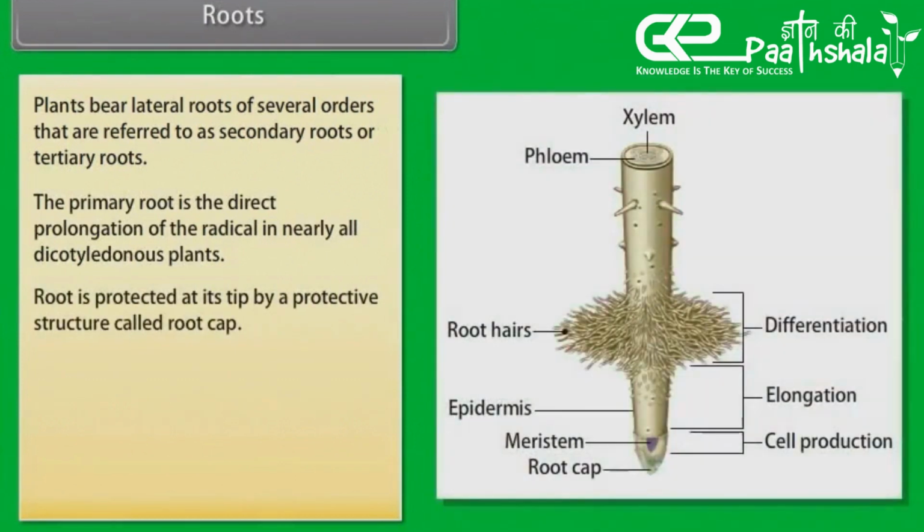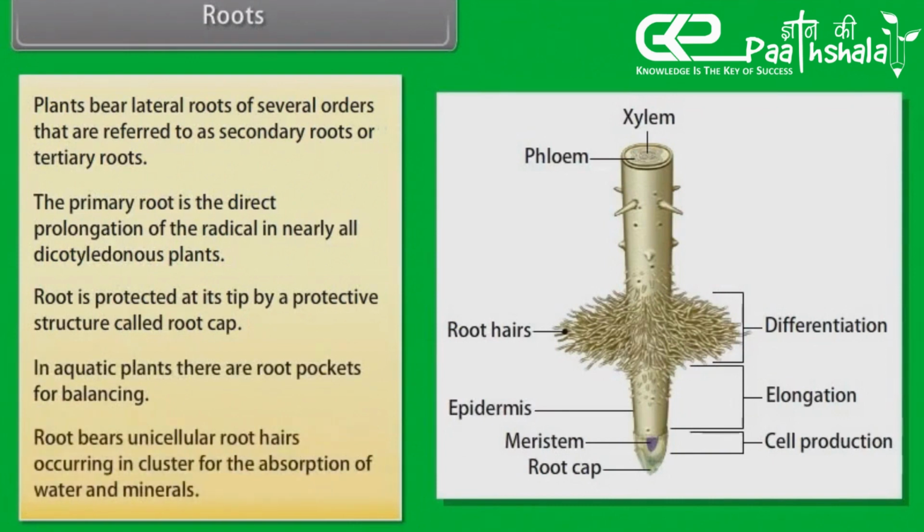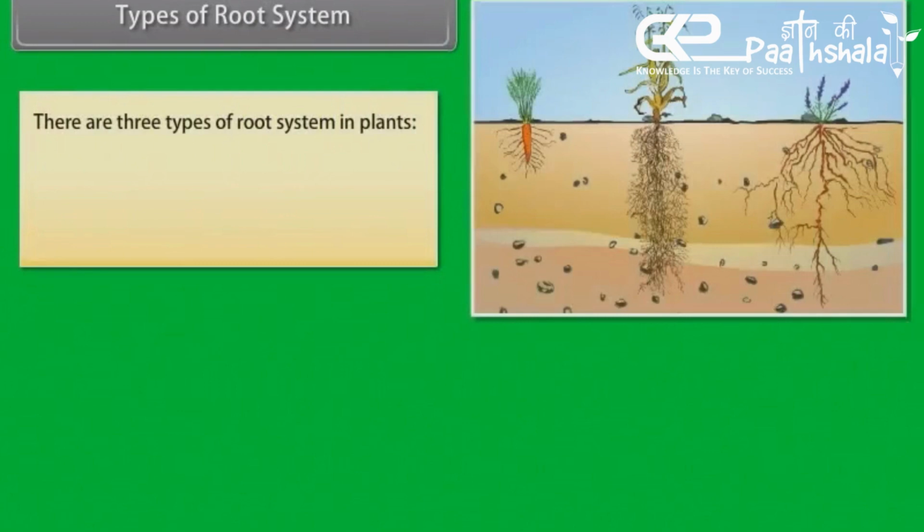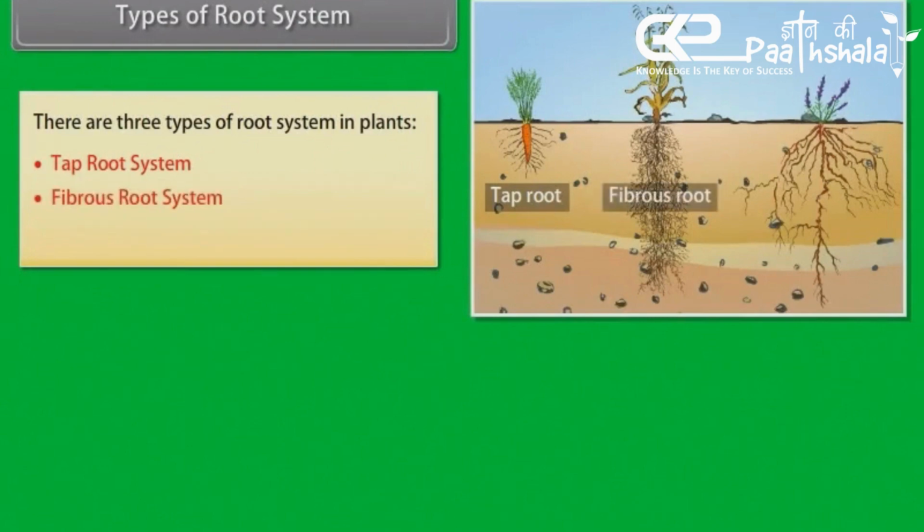Root is protected at its tip by a protective structure called root cap. In aquatic plants, there are root pockets for balancing. Root bears unicellular root hairs occurring in clusters for the absorption of water and minerals. Types of root system. There are three types of root system in plants: tap root system, fibrous root system, adventitious root system.